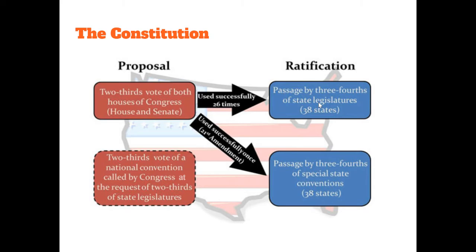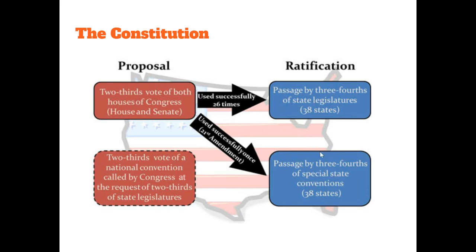So you're using the already existing state legislatures. Pennsylvania has a state legislature that meets in Harrisburg. Every state has their own state legislature that makes state laws. So you're using your already existing state representatives to essentially vote on whether or not your state is going to support that amendment. And again, you need three-quarters of the states to approve the proposal for it to actually become an amendment.